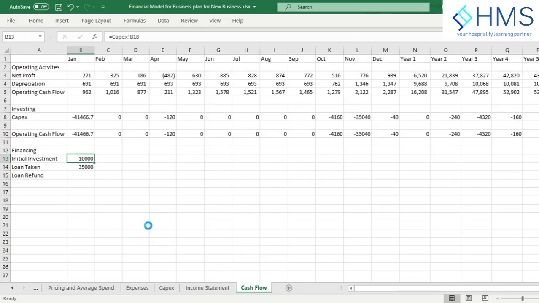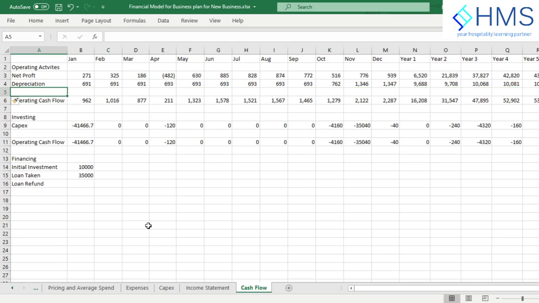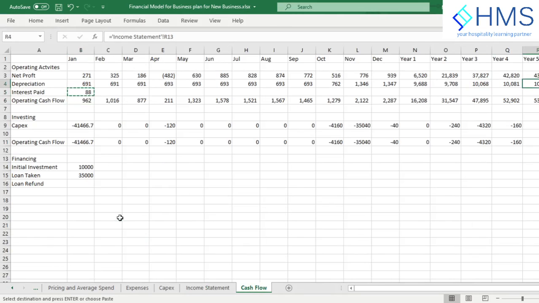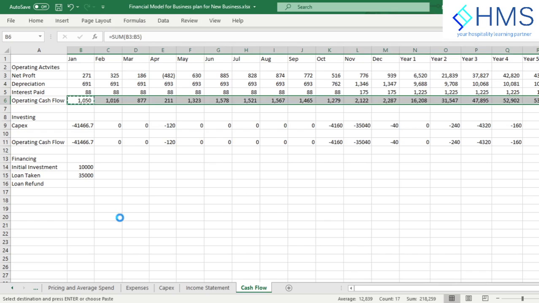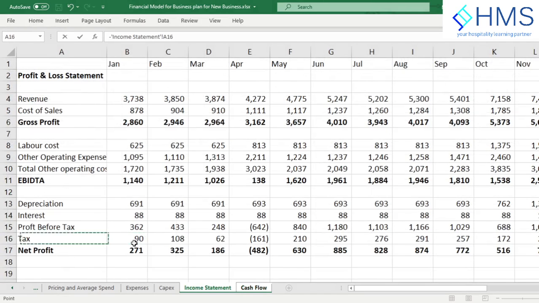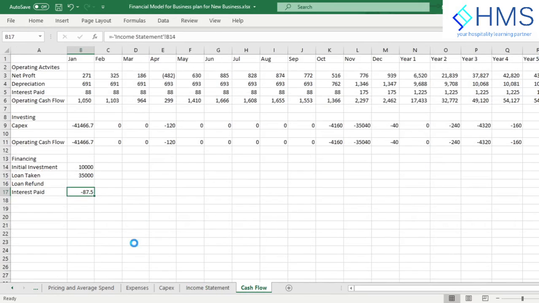Financing activities, sorry, we have to remove the financing activity from here. Add back interest paid, because interest paid is a financing activity, so we have to add it back as well. Interest. So your operating cash flow will be slightly higher, right? And the interest paid. So whatever you are going to pay, you have here, right?